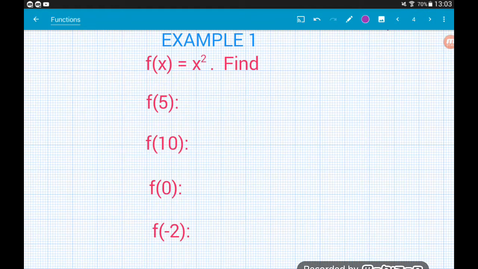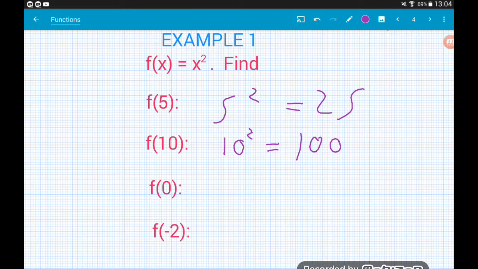So f of x is equal to x squared. Find f of 5. Whatever's in the bracket, we're substituting that in as x. So if f of x is equal to x squared, f of 5 will equal 5 squared. Now 5 squared is 25. So here f of 5 is equal to 25. F of 10, x becomes 10, so we get 10 squared, and that's equal to 100. F of 0, x becomes 0, 0 squared is equal to 0.